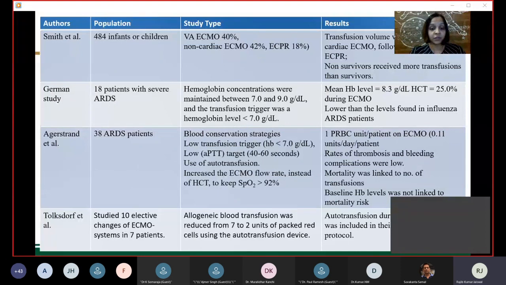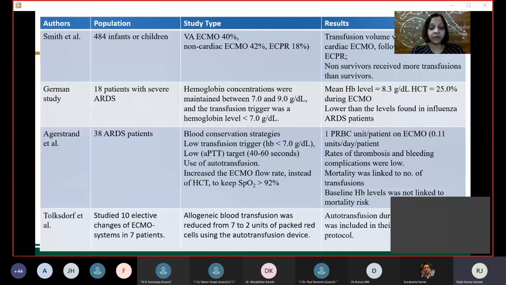Two retrospective observational studies were published on restrictive transfusion strategies. In a German study of 18 patients with severe ARDS, hemoglobin concentrations were maintained between 7 and 9, and the transfusion trigger was a hemoglobin level of less than 7. Their results show that the mean hemoglobin level and hematocrit were 8.3 and 25% respectively during ECMO, which were lower than the levels found in influenza ARDS patients by the Italian ECMO network. They found that the overall mortality was 38.9%, but transfusion volume tended to be higher in non-survivors than in survivors.